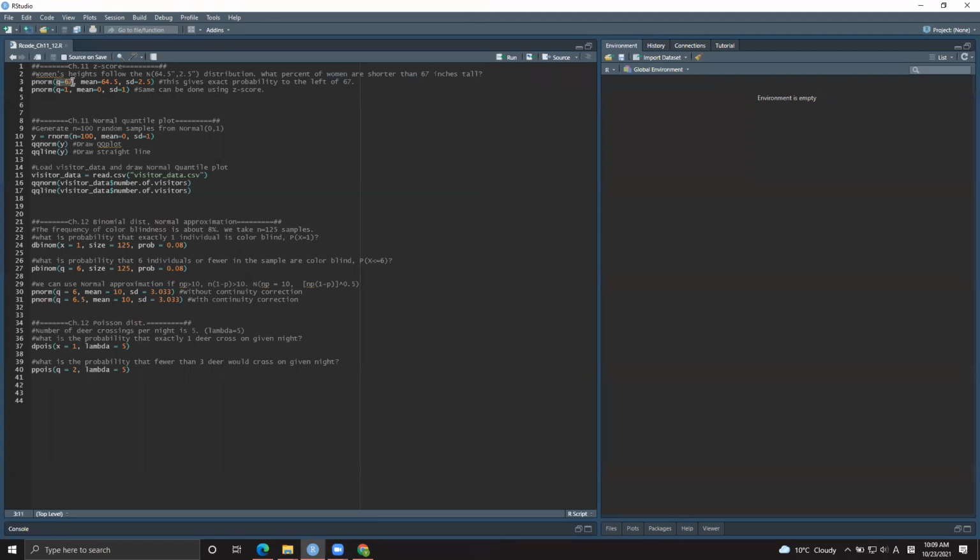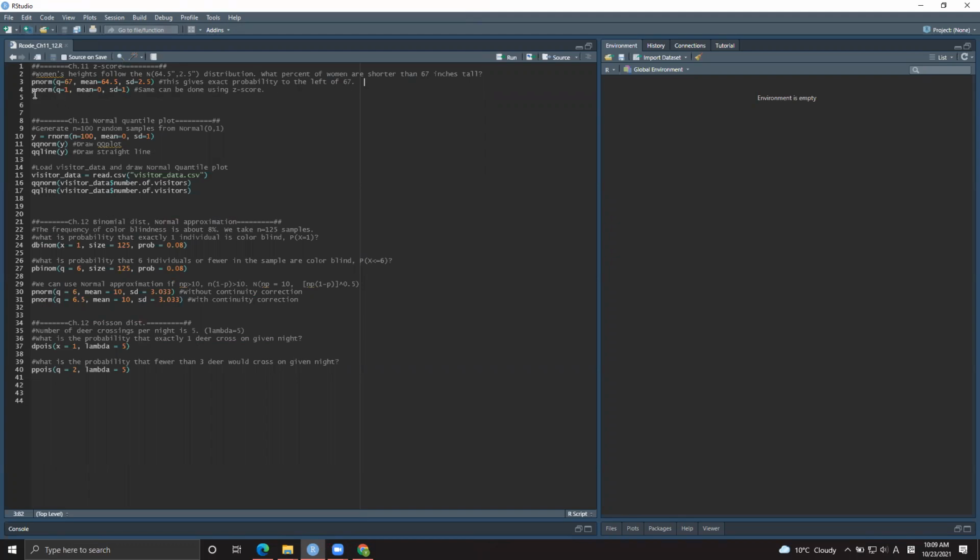So this will give you that probability. And you have to specify the correct mean and standard deviation of X. Then R will automatically compute the z-score and then compute the area under the curve that you're looking for.